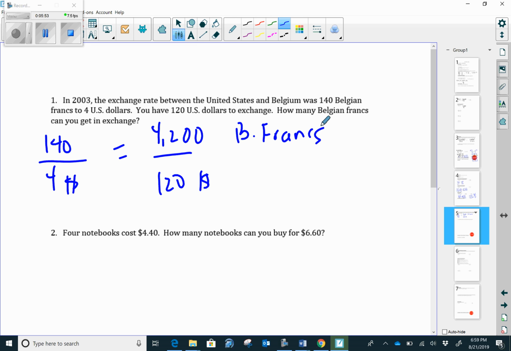So they multiply both the denominator and the numerator by 30. So I'm writing that here so you know. 30 times 140 is 4,200. 30 times 4 is 120. I'll let you do example 2, and we are done.